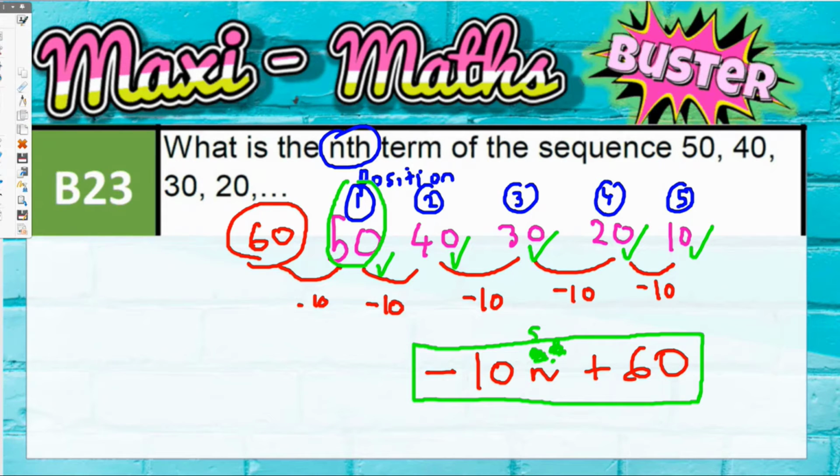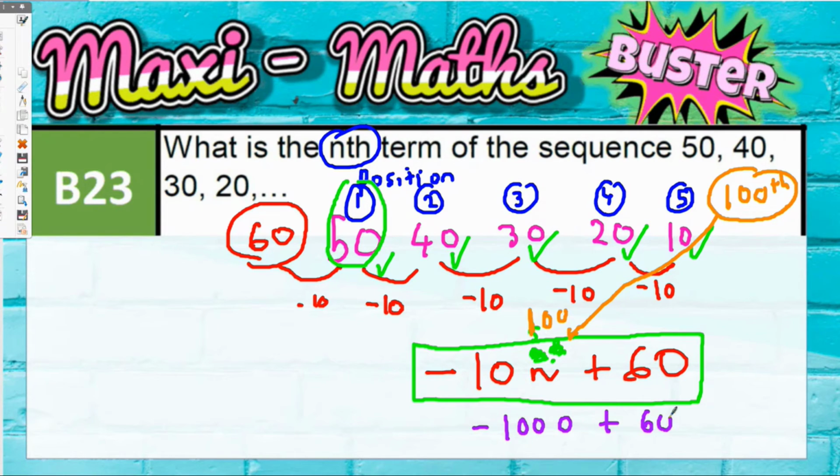But then the point of it is that if someone came along and said, what is the 100th term in the sequence? You don't want to be having to continue the sequence 100 times till you've got 100 numbers. So you replace n with 100 and you work it out. So minus 10 lots of 100 would be minus 1000, and minus 1000 plus 60, you're coming back up towards 0, so that would be minus 940. So the 100th term would be negative 940. But the answer to the question was minus 10n plus 60.